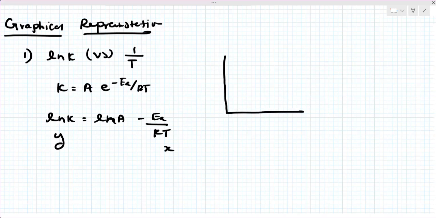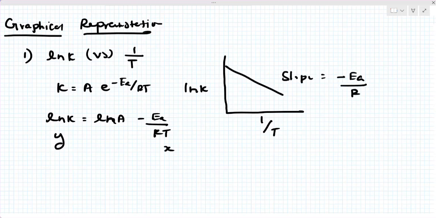ln k is Y and 1 by T is X. Now it's a decreasing graph. What is the slope? Very important. The slope is minus Ea by R. What is the intercept? The intercept is ln A, the intercept on the ln k axis.